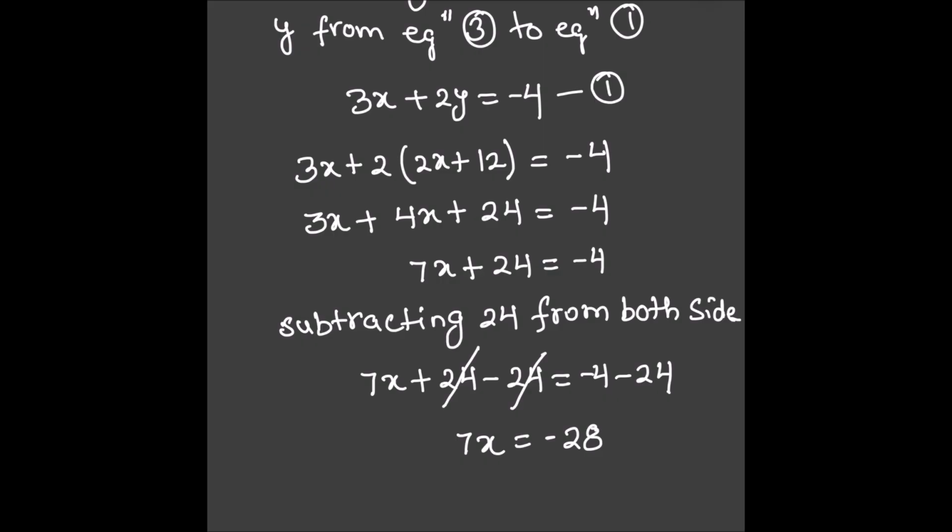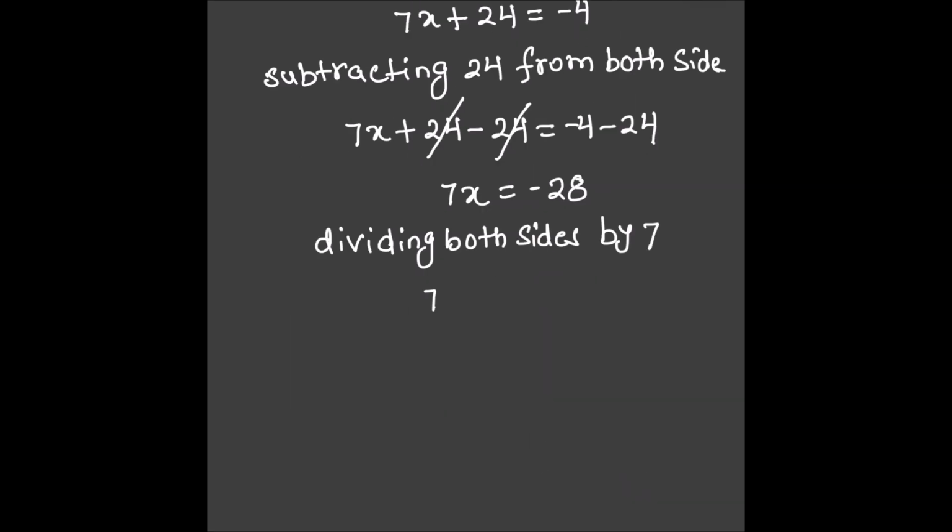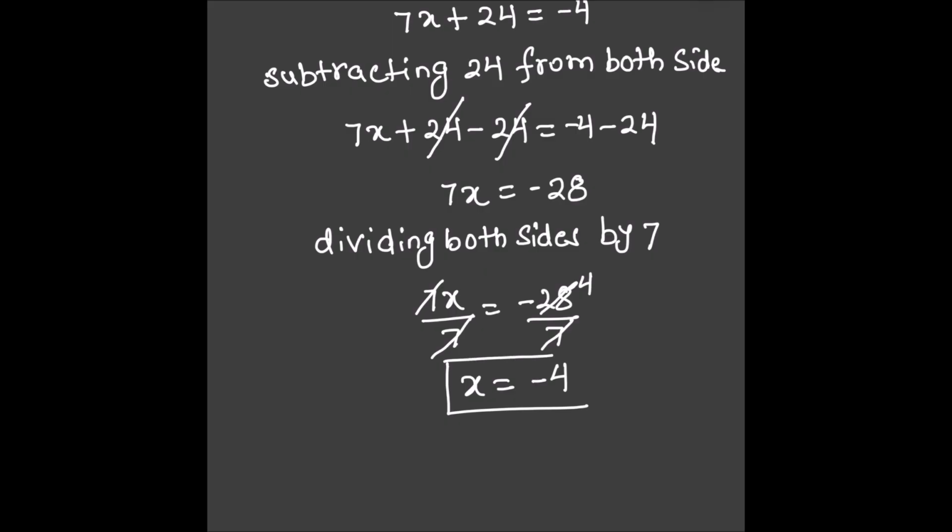To find the value of x, we'll divide both sides by 7. This will be 7x divided by 7 equals negative 28 divided by 7. So x equals, 7 times 4 is 28, so this will be negative 4. So the value of x is negative 4. So we got the value of x, and we can find the value of y by putting the value of x in any of the equations.